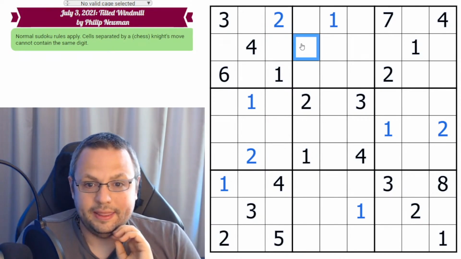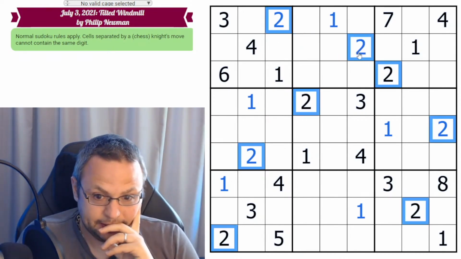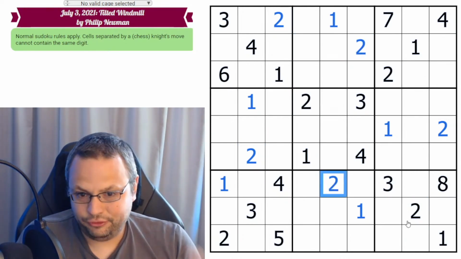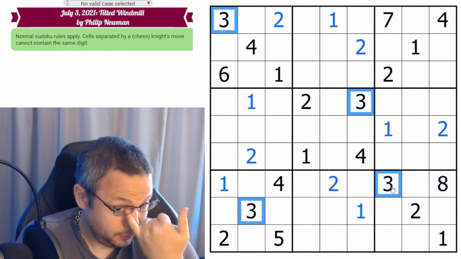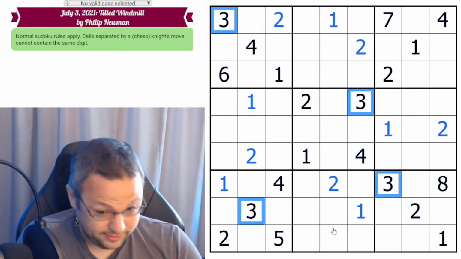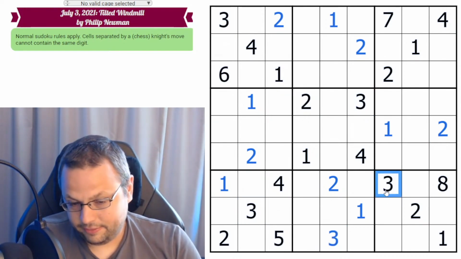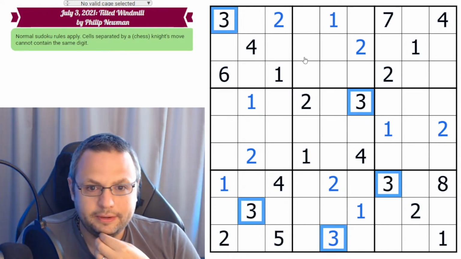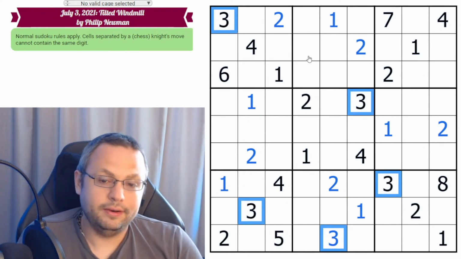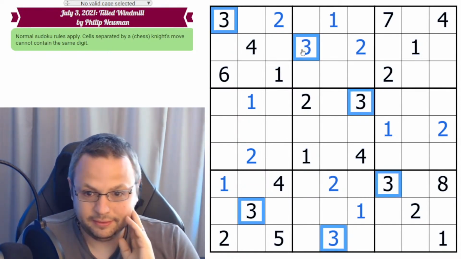2 over in this box, only here because of anti-knight. And the last 2 goes there. Well, how about 3s? In this box, only here because of anti-knight from that 3 and that 3. Oh, gasp, I think there's 2 possibilities in this box. Oh, no, there's not. Sorry. 3 only goes here because of anti-knight in that box.